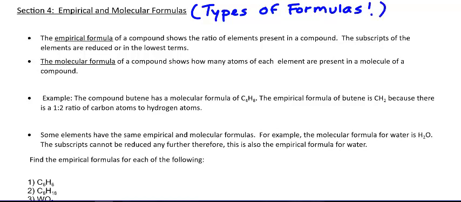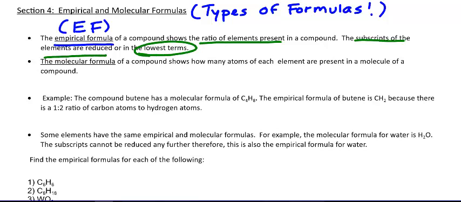One of the types of formulas is an empirical formula. I like to abbreviate that EF. And the empirical formula shows the ratio of elements present in a compound. In an empirical formula, the subscripts are in reduced or lowest terms. So sometimes the formula is the empirical formula. For example, if you wanted to make water, you need 2 hydrogens and 1 oxygen. And these subscripts are in lowest possible terms. There's no other number that 1 and 2 are both divisible by other than 1. So the formula for water represents an empirical formula because the subscripts are in lowest possible terms.